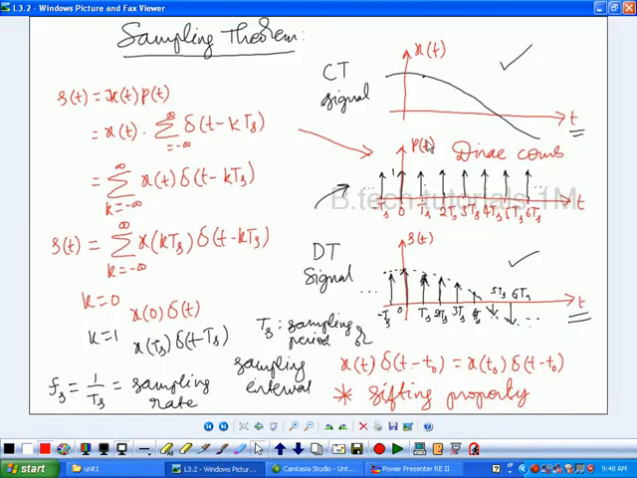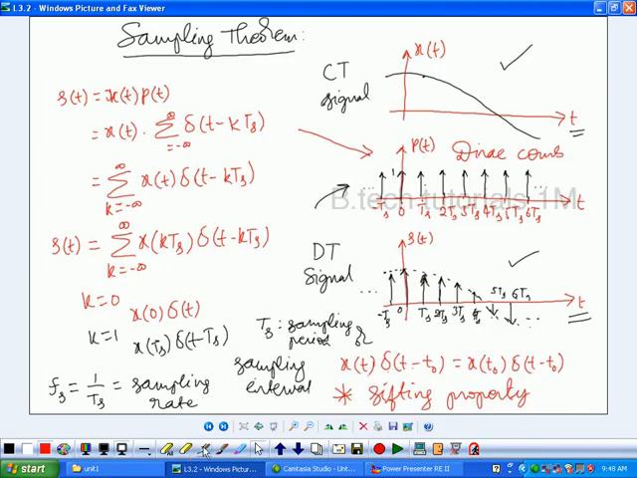See, this is p of t. What is this value? This value, see, this is minus Ts, this is 0. Definitely this will be minus Ts by 2, and this is plus Ts by 2. Minus Ts by 2 to plus Ts by 2. What is p of t? P of t is equivalent to this much. What is that? This is delta of t. Are you following?